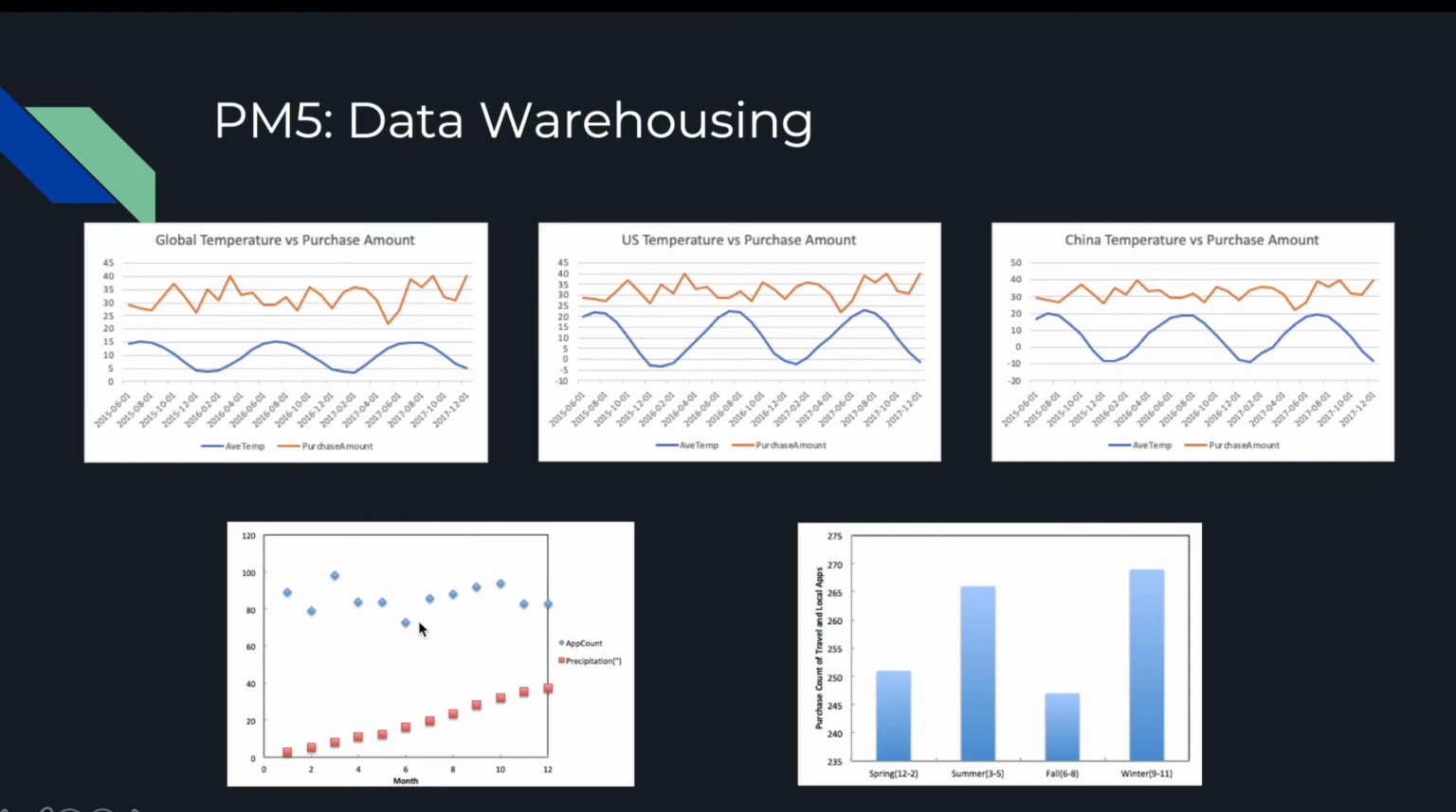For the precipitation, we don't see any correlation with app purchase. And when we look at the correlation between app purchase and seasons, we do see an increase in app purchase in summer or winter. Overall, we do see some correlation between the temperature and app purchase in the travel category. But to make our hypothesis more valid, we need more data points to support our conclusion.